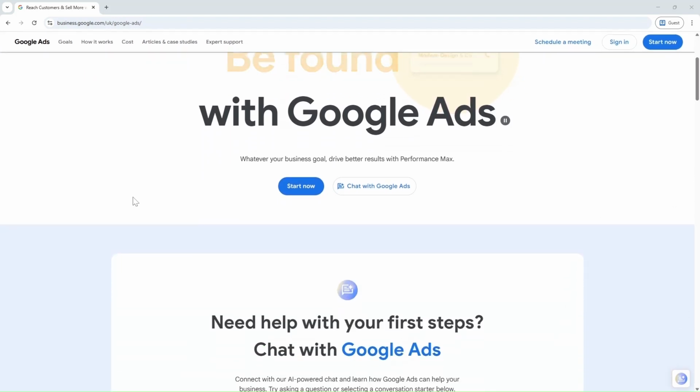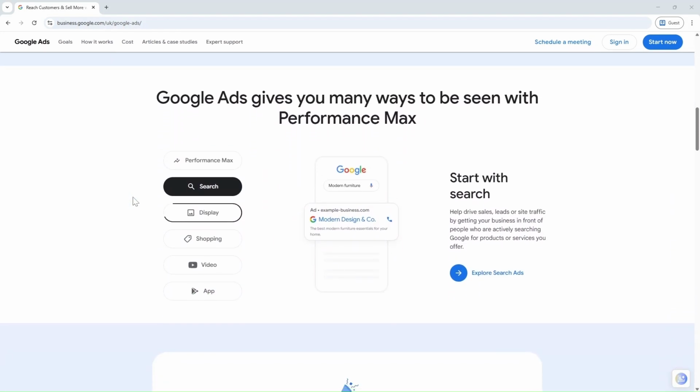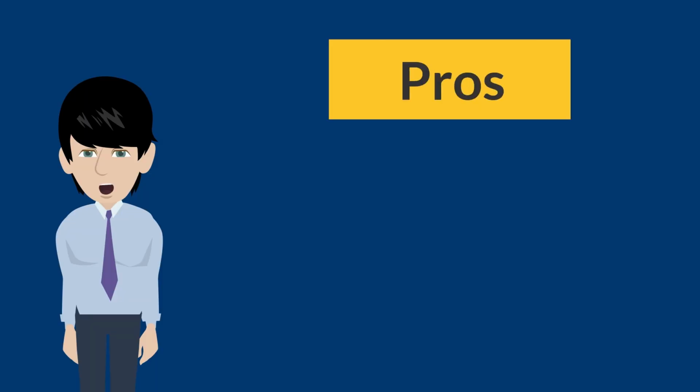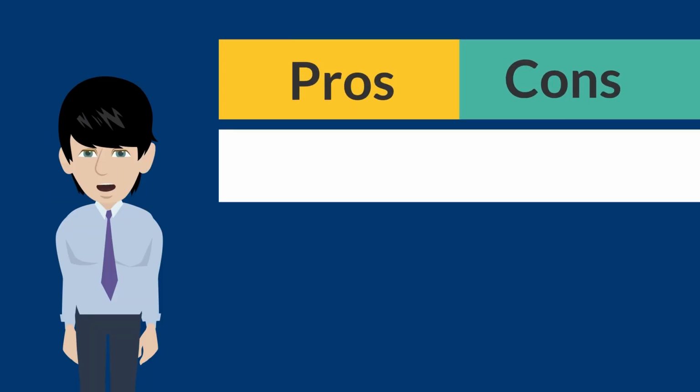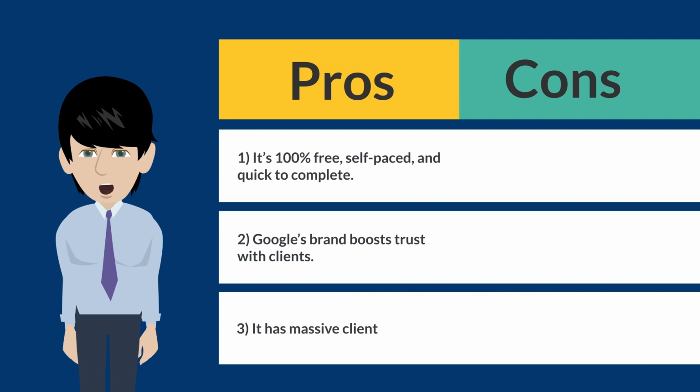My expert tip here, set up a dummy Google Ads account while learning. It helps you understand budgeting, bidding, and targeting like a pro. Let's look at the pros and cons of this one. First, the pros. 1. It's 100% free, self-paced, and quick to complete. 2. Google's brand boosts trust with clients. And 3. It has massive client potential.